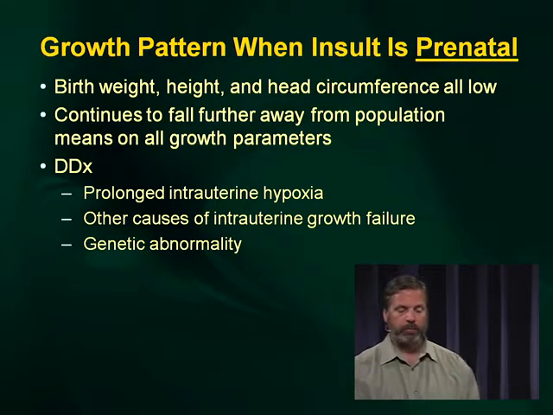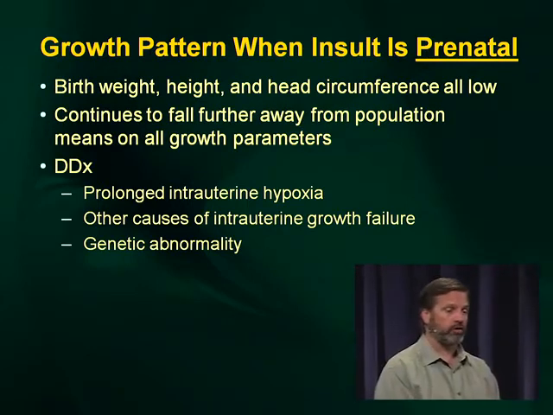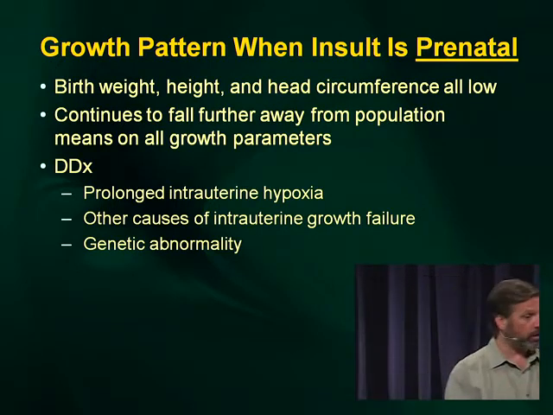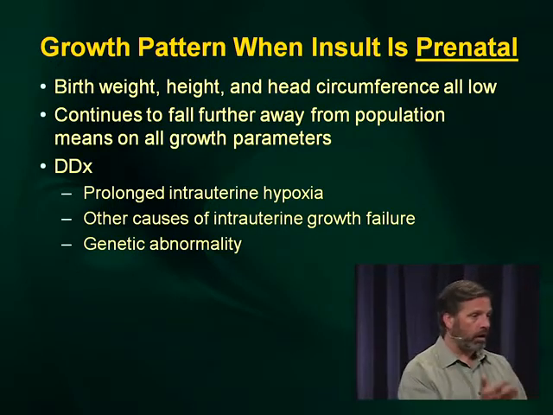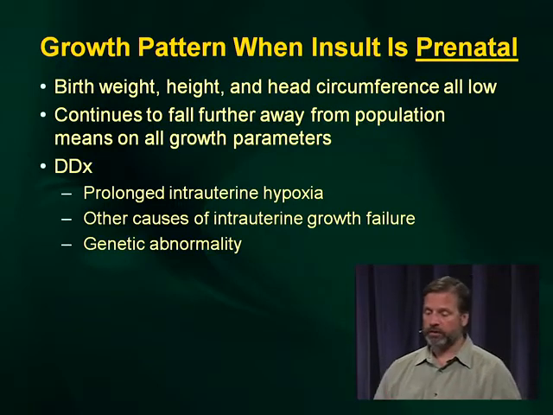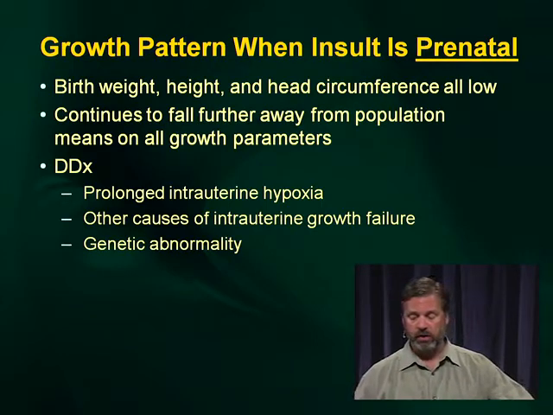So the type of growth pattern that occurs when there's been a prenatal insult is what you would expect, right? All of those parameters tend to be down. So birth weight, height, head circumference all tend to be low, and they continue to fall away from the population means on all of those growth parameters. That's typical of a prenatal insult.